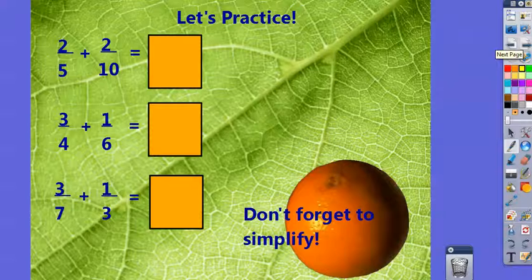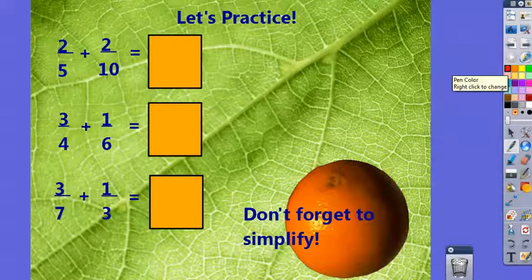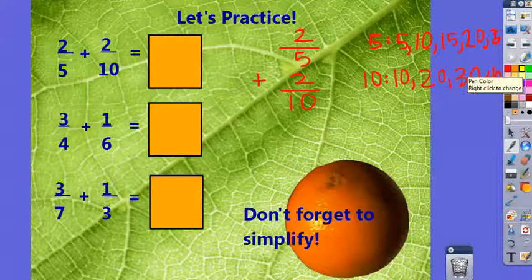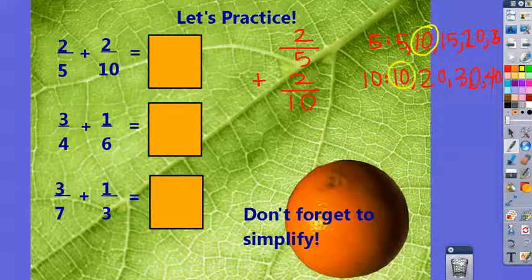So let's go over a couple more practice problems. If I had 2/5 and 2/10, I want to set that up vertically. And my denominators are not the same, so I'm going to find my least common denominator and use the same steps as we did for finding our least common multiple. And let's do the multiples for 5. 5, 10, 15, 20, 25. And for 10, there's 10, 20, 30, 40. And my least common multiple, or my least common denominator, is going to be 10.